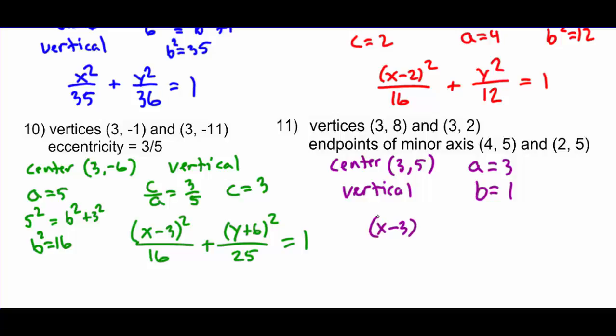So here we go: (x minus 3) squared over something plus (y minus 5) squared over something equals 1. Now again, we said this is vertical based on the location of the vertices, or you could look at it based on the minor axis. And if it's vertical, that means the A value is connected to y, so that's A squared, which would be 9, and then B squared would be 1.